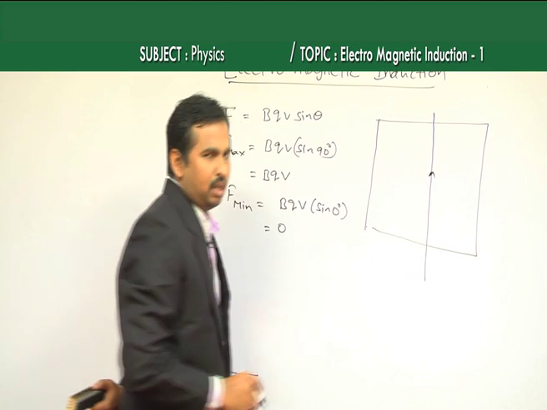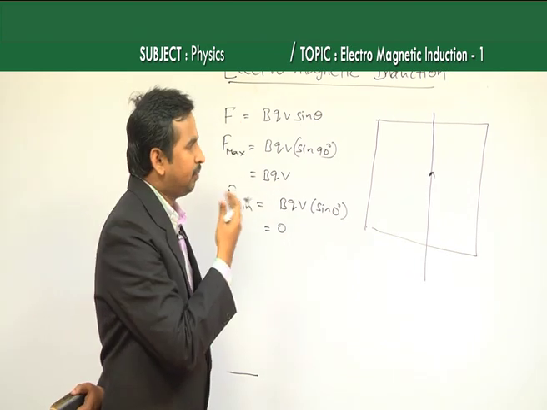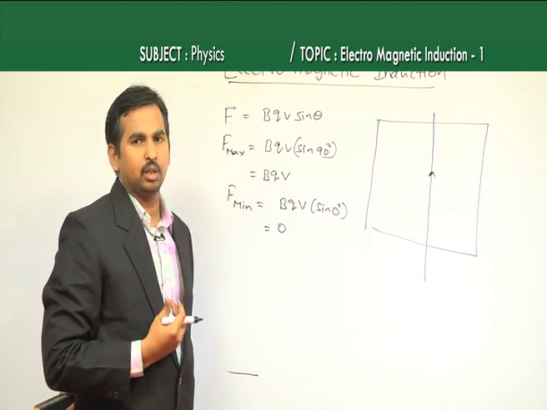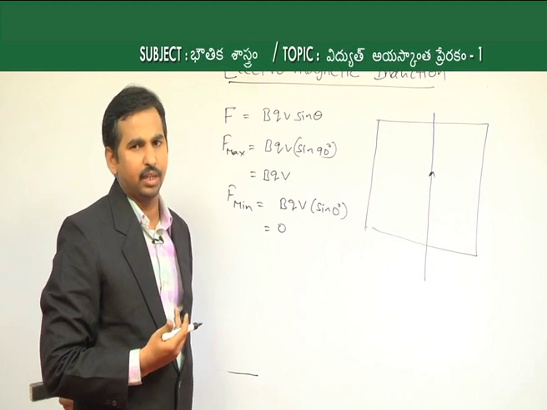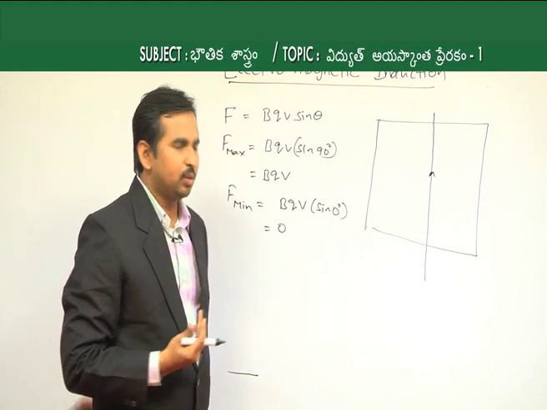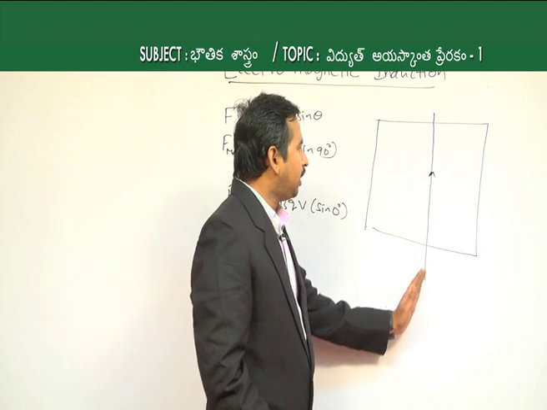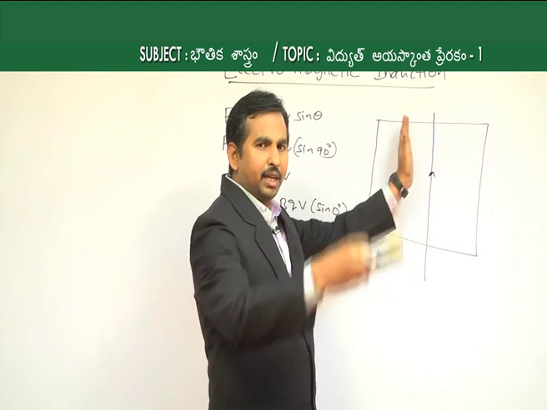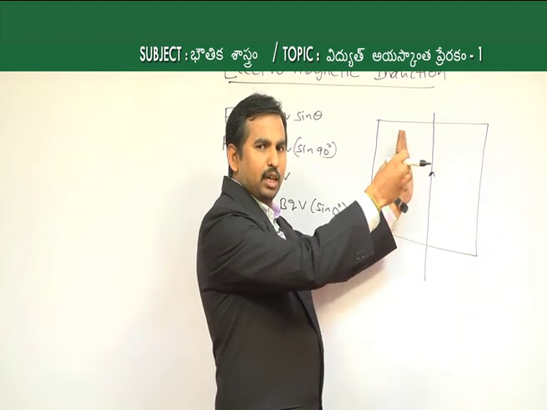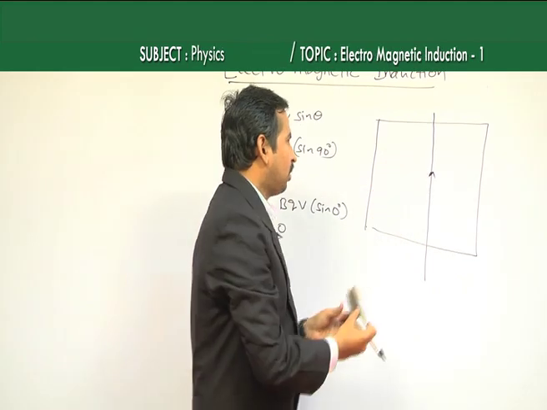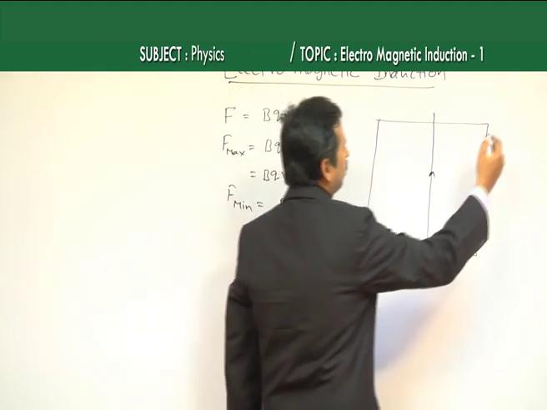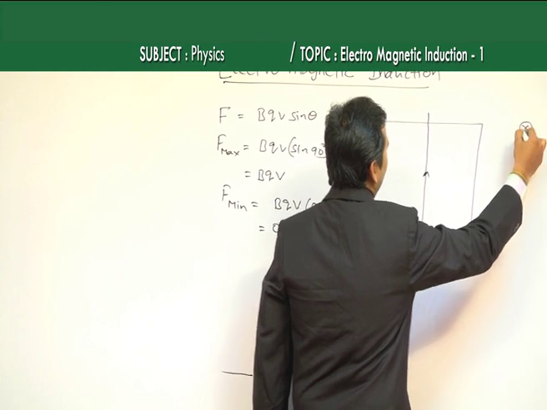As I said here, for the general case, first we are taking that the current carrying wire is perpendicular to the plane of the magnetic field. Perpendicular to the plane of the magnetic field means, as the current carrying wire is taken here, the magnetic field I am taking is into the plane like this.